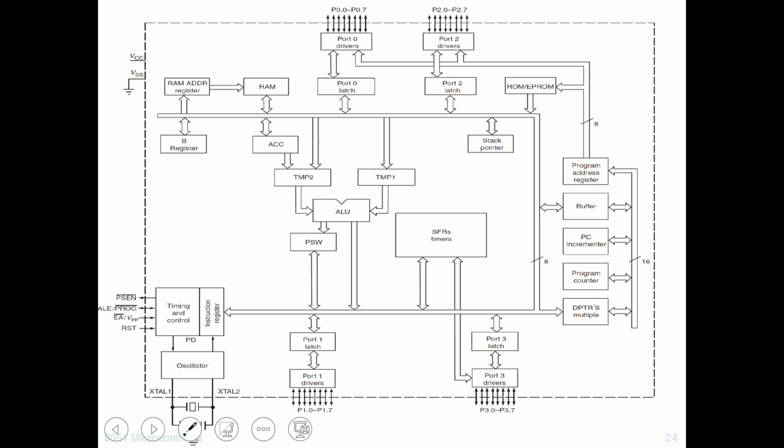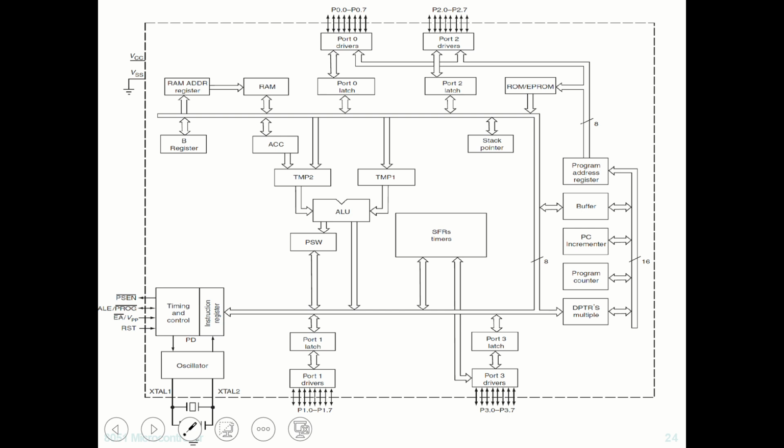And this is the detailed architecture of the 8051. In this we will see the basic registers, the arithmetic and logical unit, some special function registers along with the timers, port 0, port 2, port 1 and port 3. Here is the oscillator circuit. So these are all the blocks connected with the 8051. This is the detailed structure of the 8051.